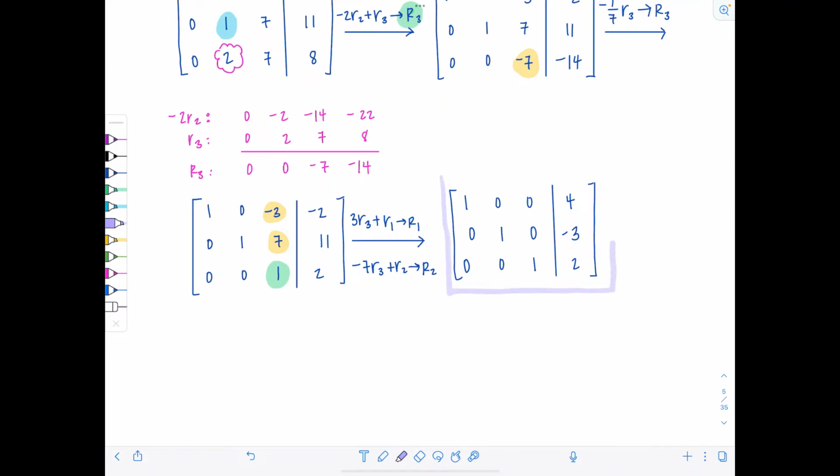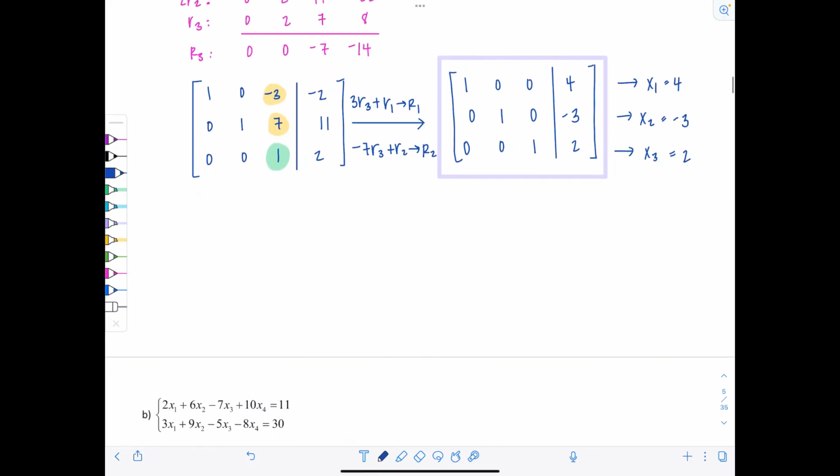Here is our matrix, fully diagonalized, reduced row echelon form. It is a thing of beauty. And now, look how lovely. The first row tells me x1 is equal to 4. x2 is equal to negative 3. And x3 is equal to 2. So if you were to write out the solution set as an ordered triple, x1, x2, x3, it would have the coordinates 4, negative 3, 2.